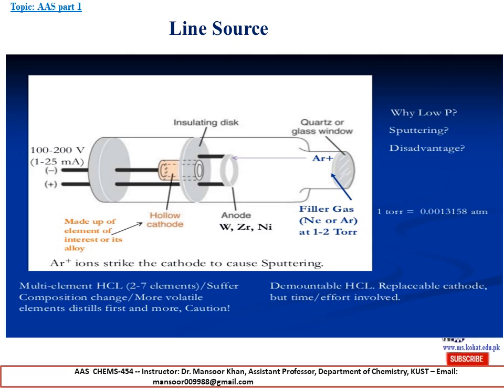Now what happens? High current between cathode and anode ionizes the argon gas, which collides with the cathode, which is made up of the element of interest, and sputtering takes place. This produces gaseous atoms, and excitation and de-excitation take place, which produce line spectra, which pass through the element of interest present in the flame.